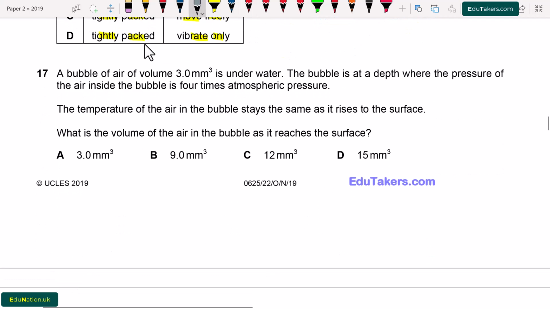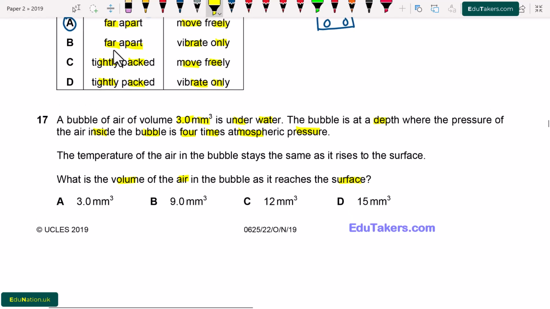Question number 17. A bubble of air of volume 3.0 mm cube is under water. The bubble is at a depth where the pressure of the air inside the bubble is 4 times atmospheric pressure. The temperature of the air in the bubble stays the same as it rises to the surface. What is the volume of the air in the bubble as it reaches the surface? Here the temperature remains same, which means that we apply Boyle's law here. I write Boyle's law. P1 V1 is equal to P2 V2. Here P is the pressure and V is the volume.